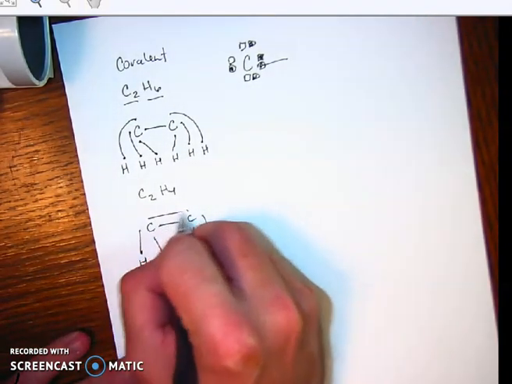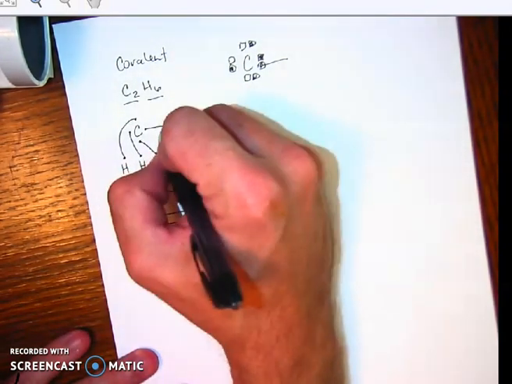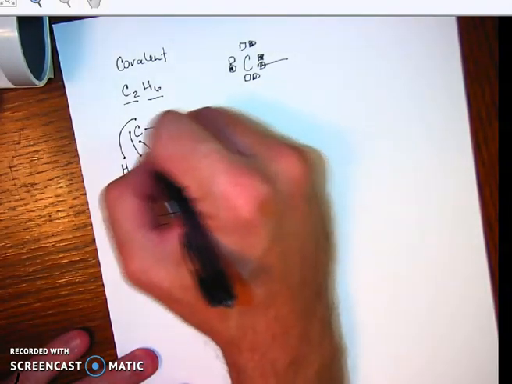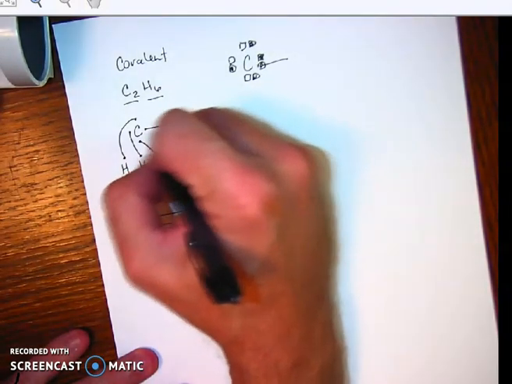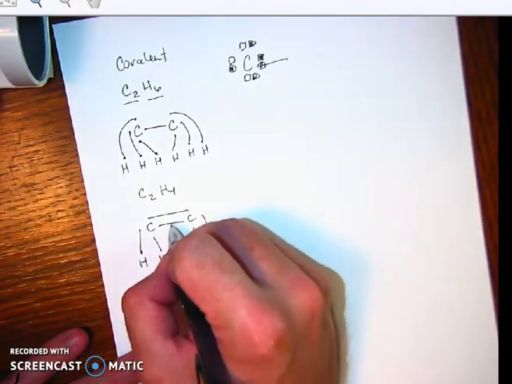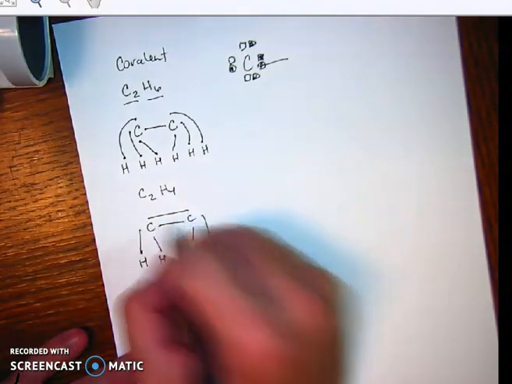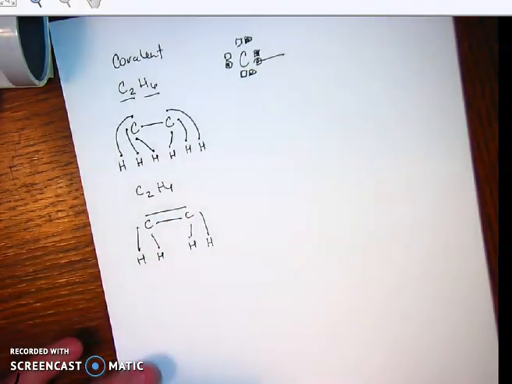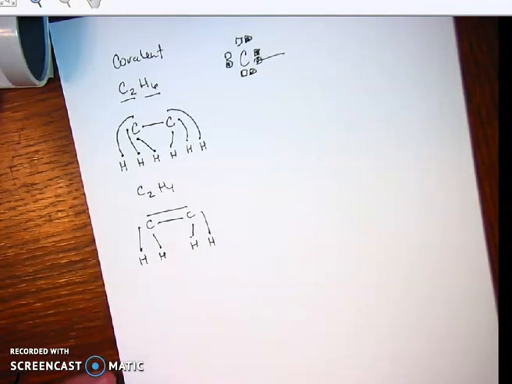This is a single bond because it's 2 electrons going between 2 different atoms. This is a double bond. It's 4 electrons going between 2 atoms. So that's how I ask you to diagram.